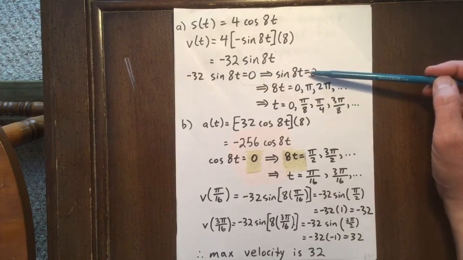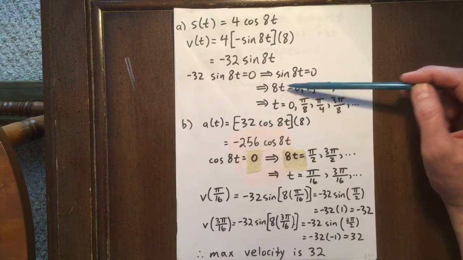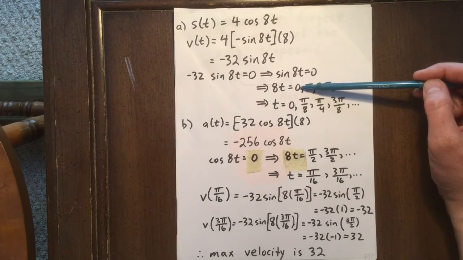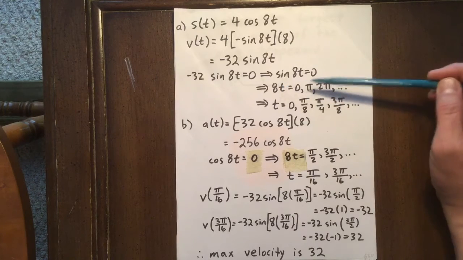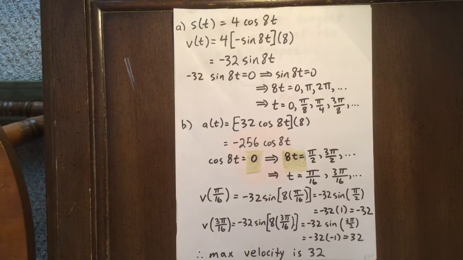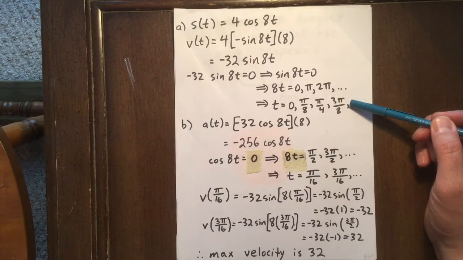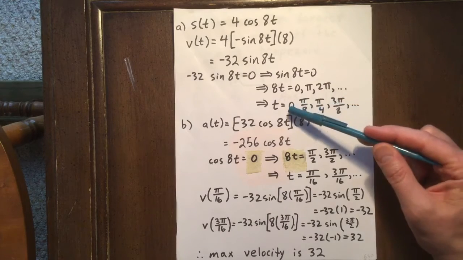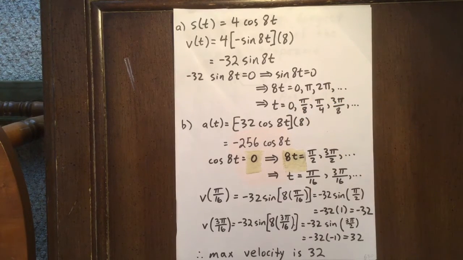Set velocity to 0. So that means that the sine of 8t is equal to 0. So 8t would have to be equal to either 0 or pi or 2 pi, etc., because when the angle equals these values, the value of sine of that angle is 0. So dividing each of those values by 8, we get that t would be either 0 or pi over 8 or 2 pi over 8 or 3 pi over 8, etc. So that's when the object changes direction.